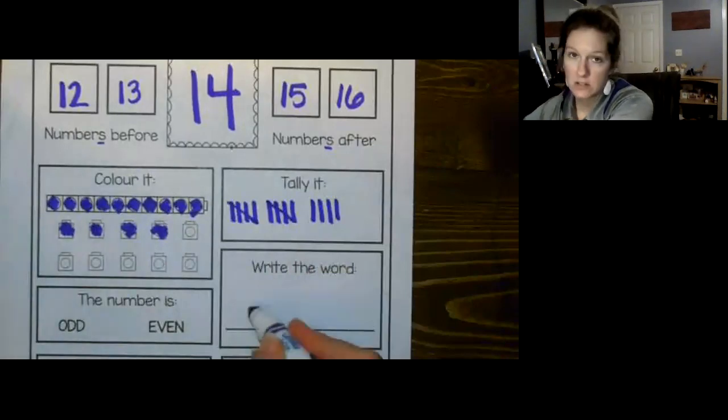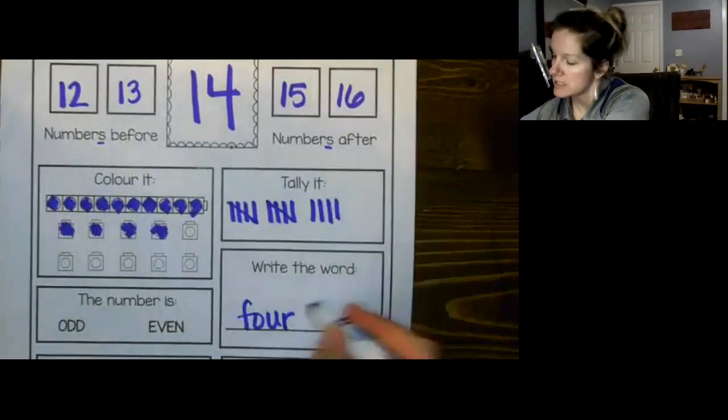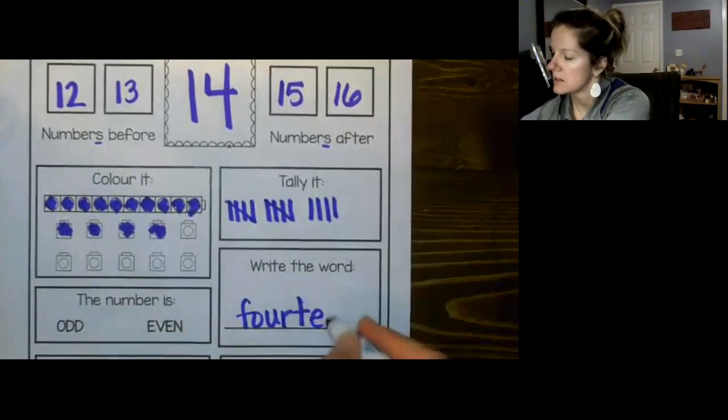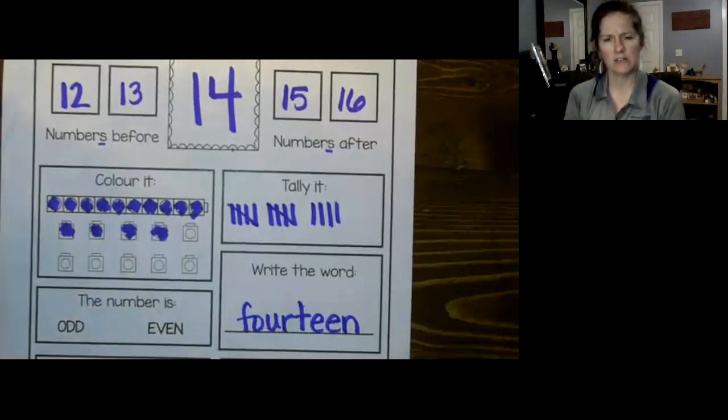Okay? So let's start with 4. 14. That's a big word. I'll give you just a couple seconds to write it. Go ahead and hit pause if that word's too long for you to write before I move on.